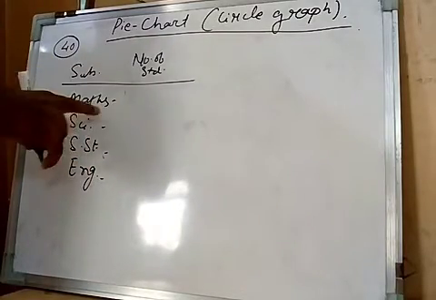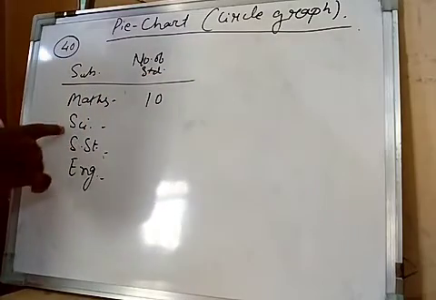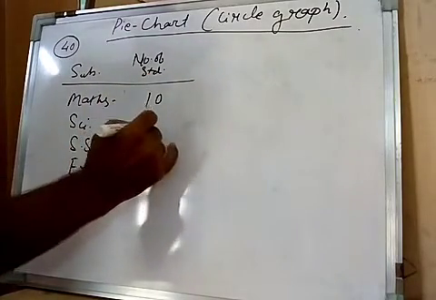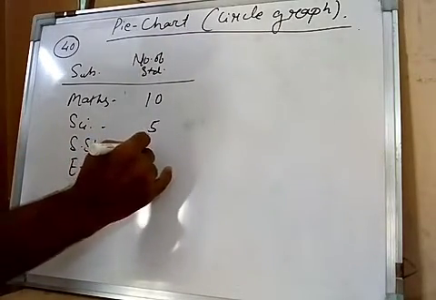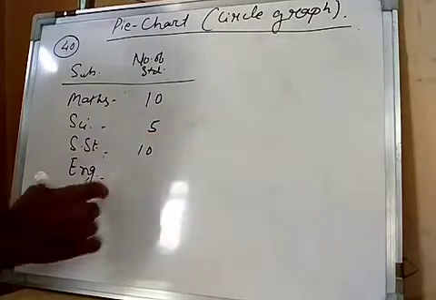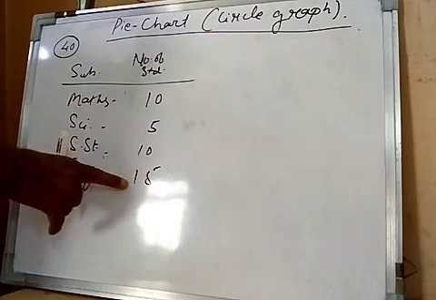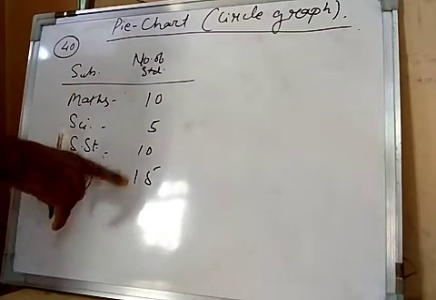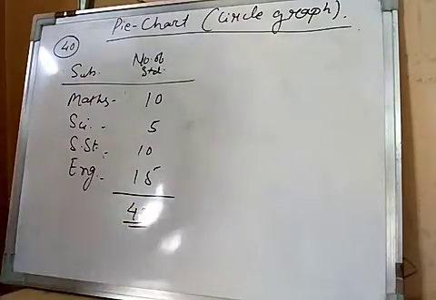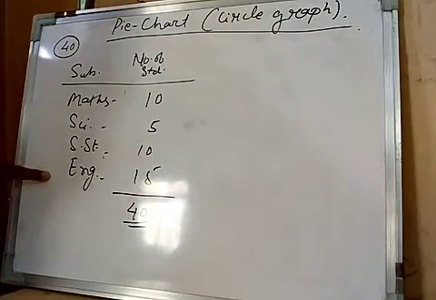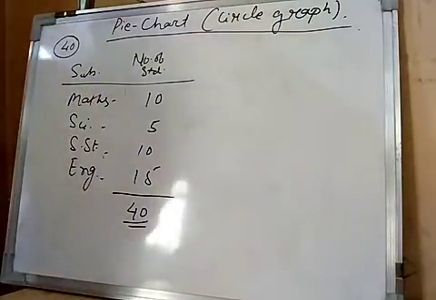Maths, the number of students who like the math subject, for example, 10. Science subject 5. Social study, suppose we can take 10. English subject 15. So now total students are how many? 15 plus 5, 20, 20 plus 20, 40. Total number of students are 40. So these are the 4 subjects and the number of students who like the particular subject.